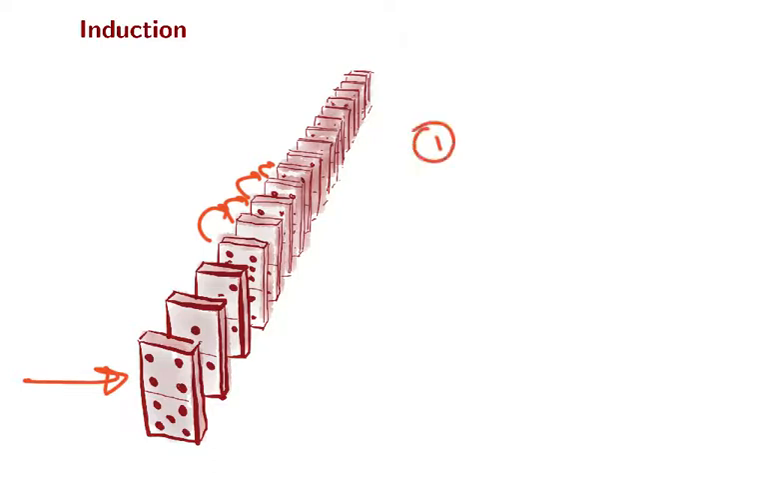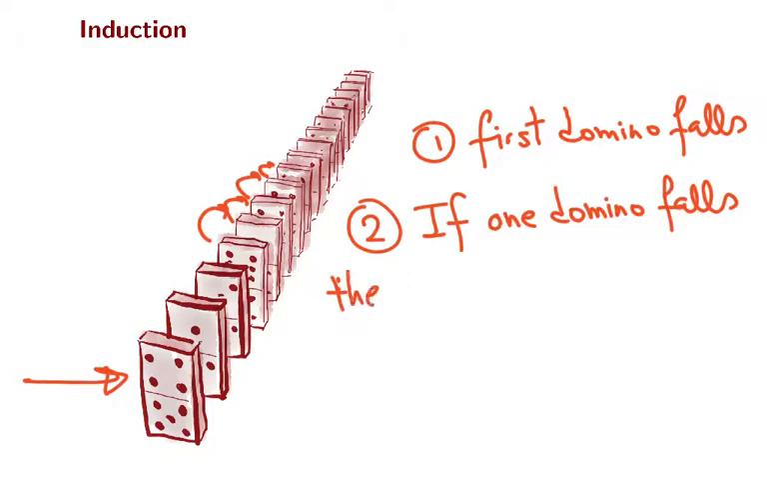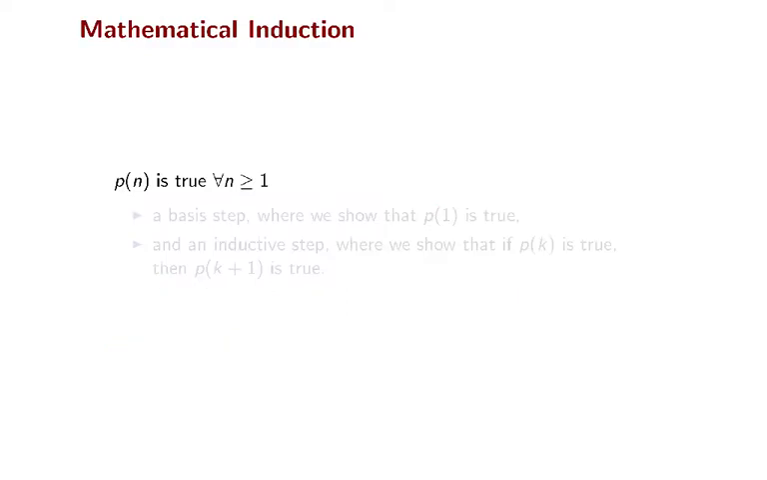So we can express that saying, first what has to happen is that the first domino falls, and the second condition is that if one domino falls, then the next one falls. So if these two things happen, then we are sure that all the dominoes until infinity are going to fall. Let's see how we express this principle in mathematical terms. So the idea is that we want to prove a proposition. In this example, the proposition was that the domino falls. So we want to prove some proposition that depends on n, where n is a natural number.